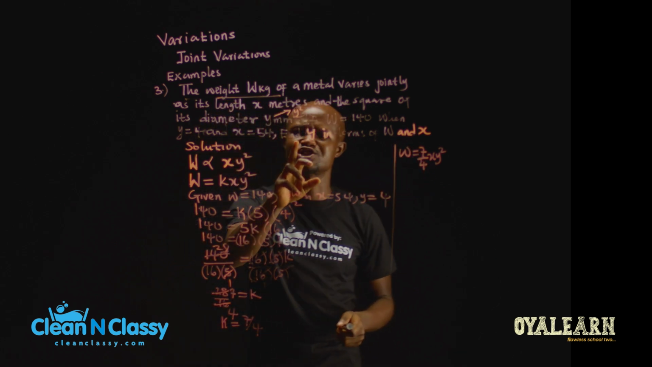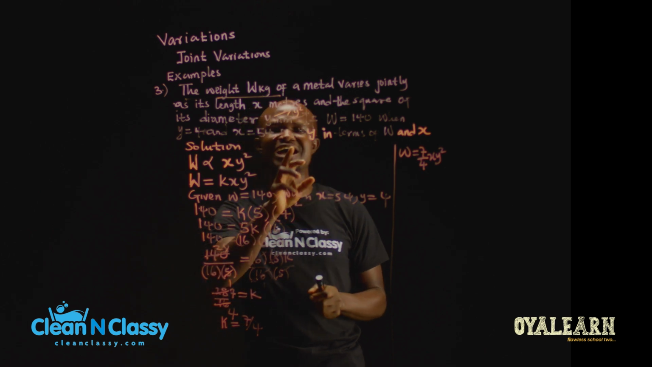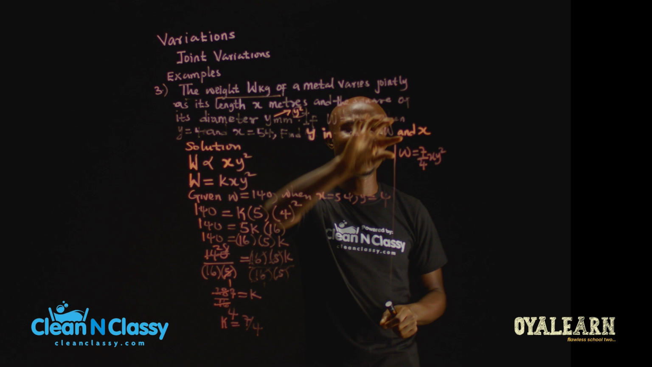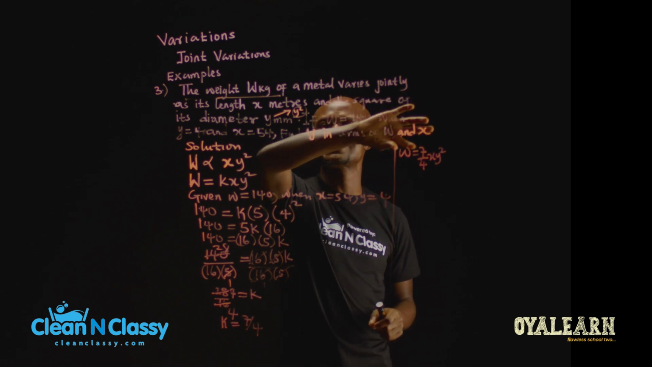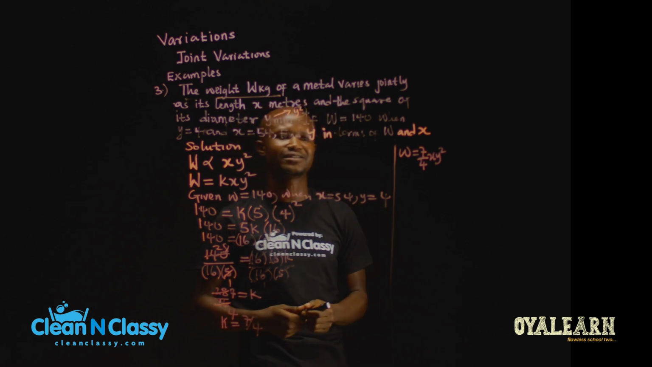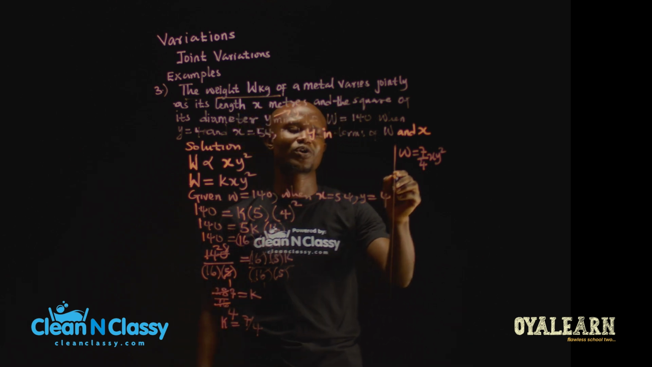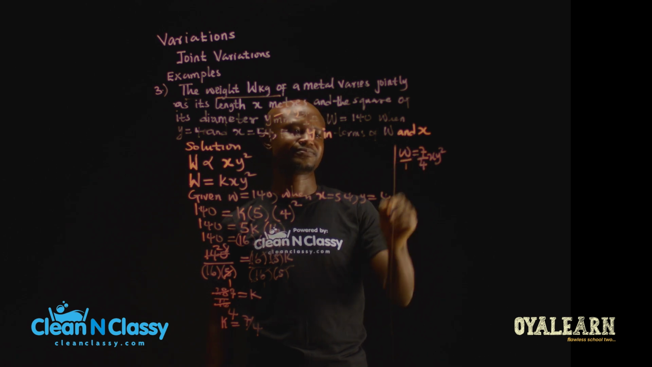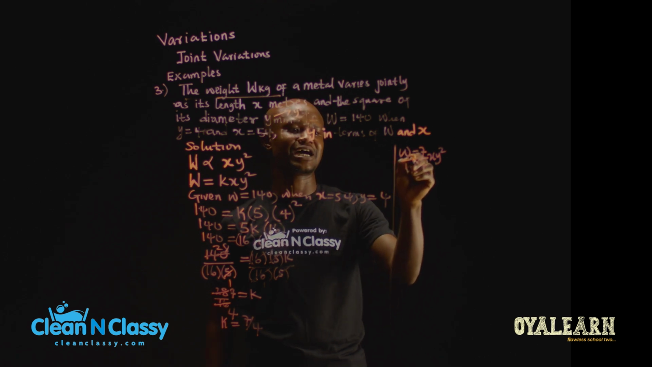Now, from this question, what are we asked to do? We're asked to find y in terms of w and x. Now, you can see at the left-hand side, we only have w. So we need to make y the subject of the formula. So what do we do from here? We cross multiply.